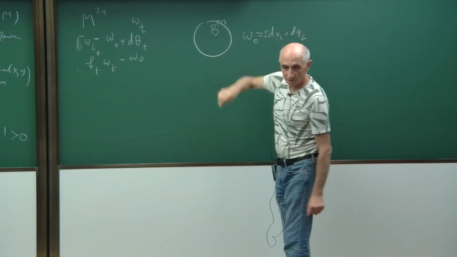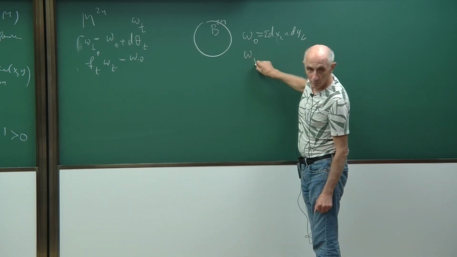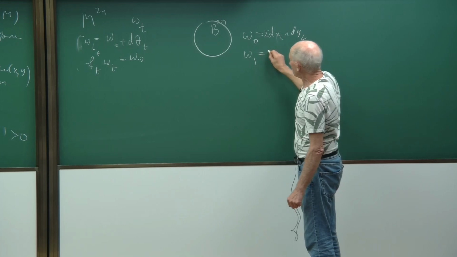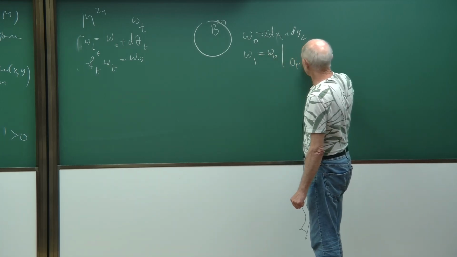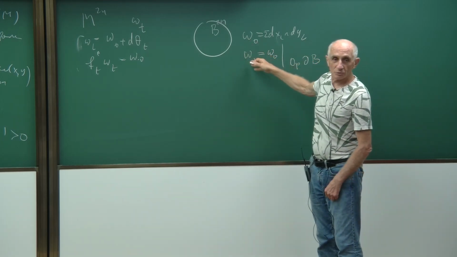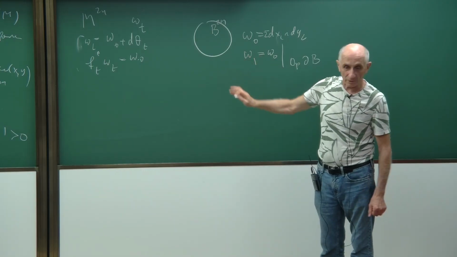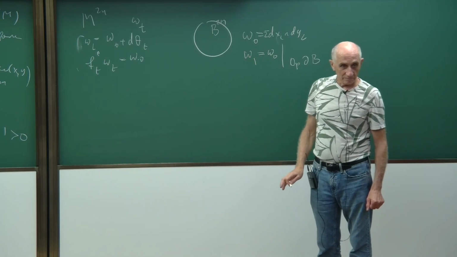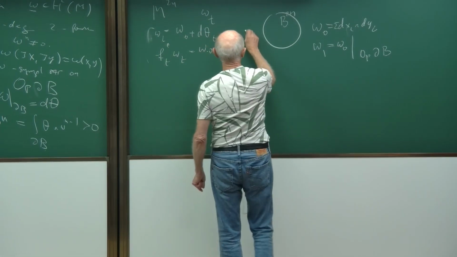You take a standard form, and then you take any other form, omega 1, such that omega 1 equals omega 0 on the boundary. And you're asking, are these two forms homotopic relative to the boundary, which means isotopic? So this is one question.